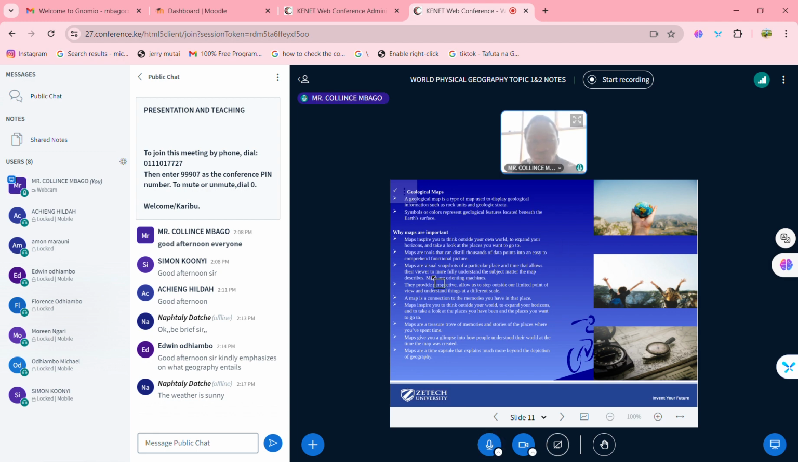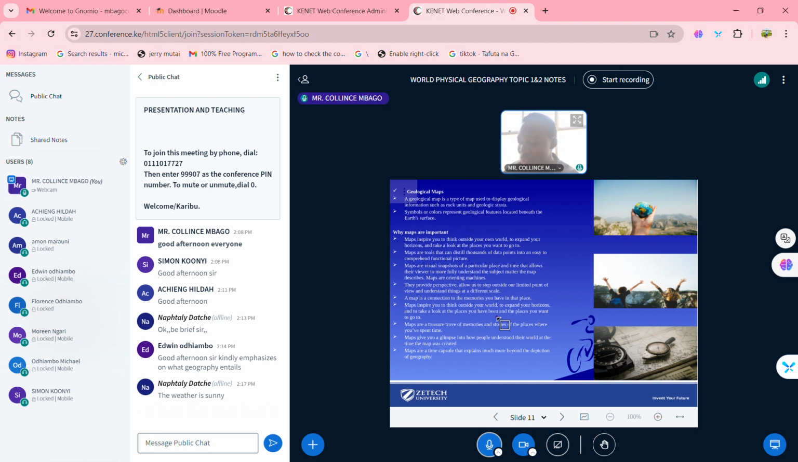Then we have maps are tools that can distill thousands of data points into an easy to comprehend functional picture. Maps are visual snapshots of a particular place and time that allow their viewers to more fully understand the subject matter. Then maps provide perspective, allow us to step outside our limited point of view and understand things at a different scale.